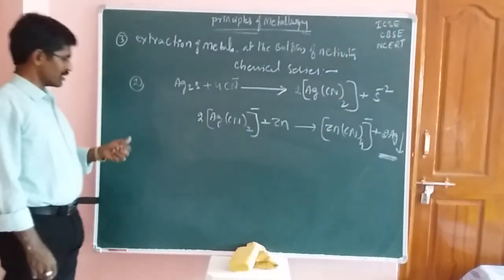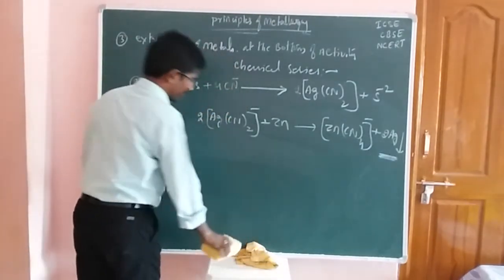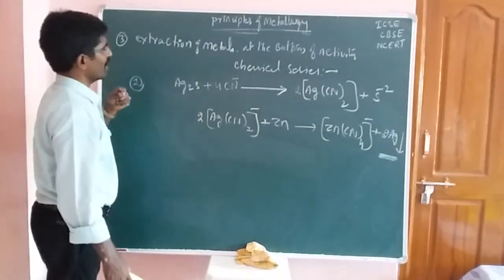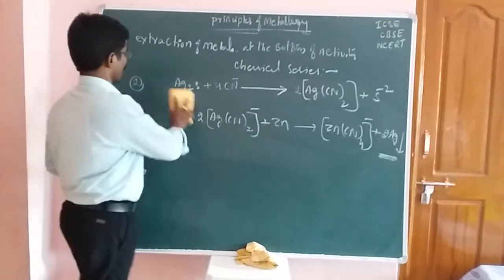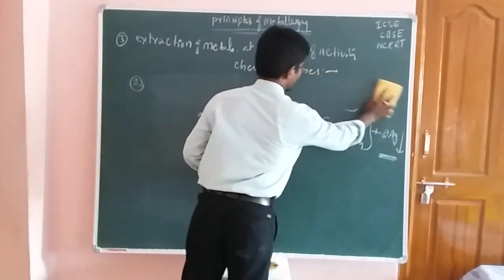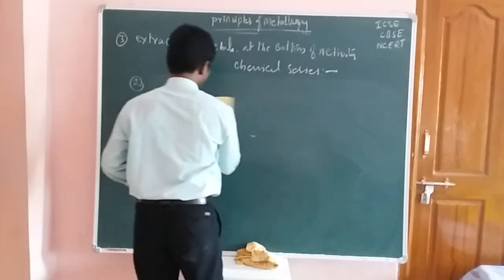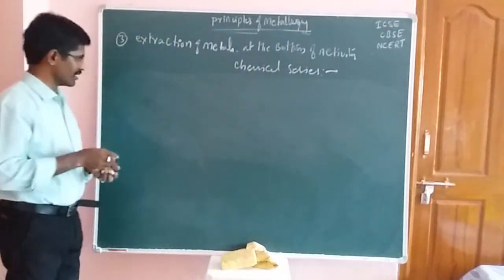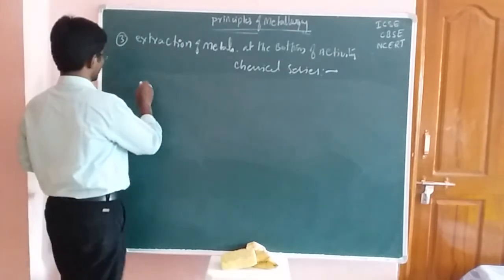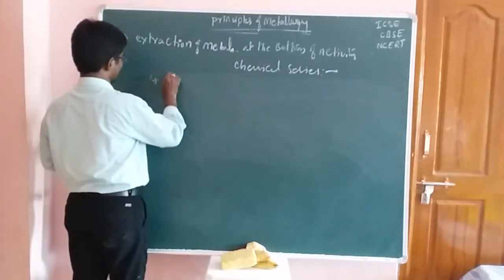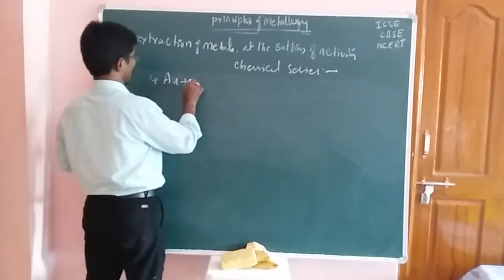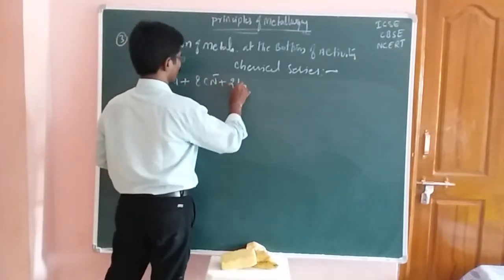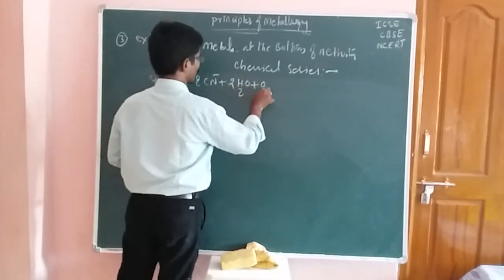So this is one of the extraction methods from the bottom of the activity series. We have the last reaction now, with gold. Now the reaction with cyanide. You should take 4 moles of Au and 8 moles of CN minus, and next 2 moles of water plus O2.